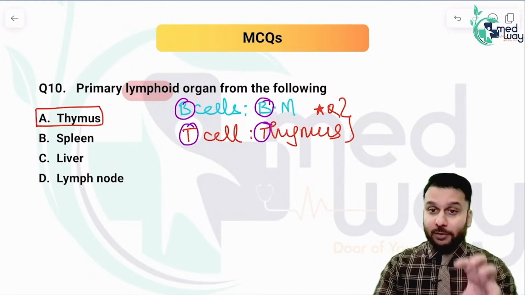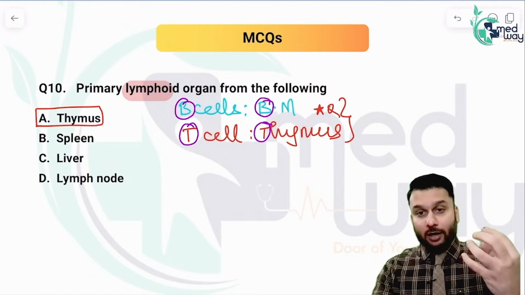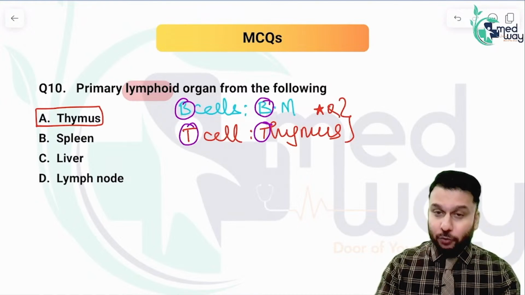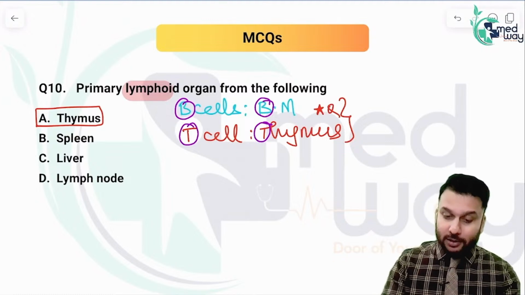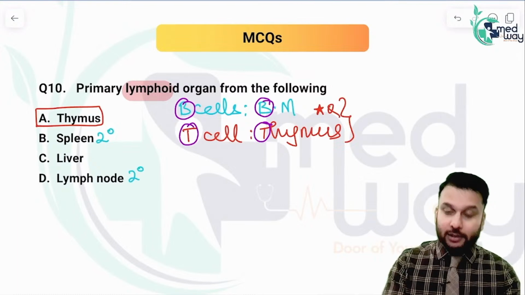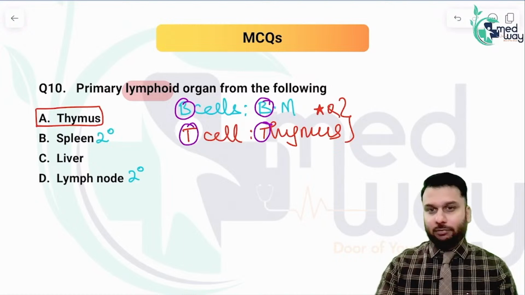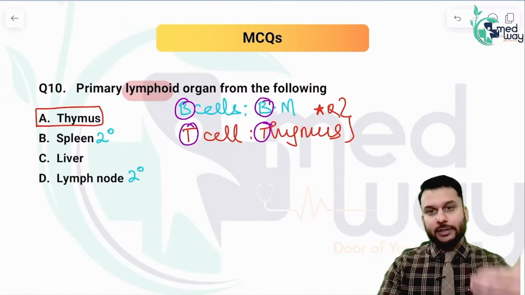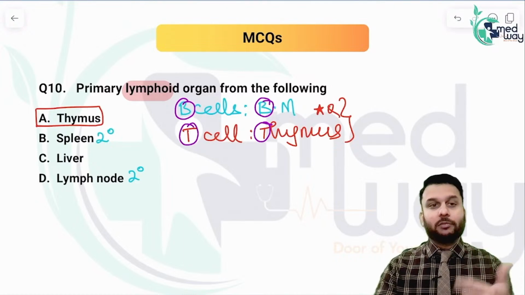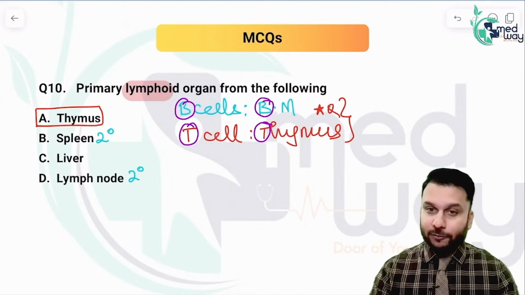And next, once they mature, they go and start working in some places to fight the antigens. Those places are called secondary lymphoid organs, and the secondary lymphoid organs are the spleen and the lymph nodes. Okay, the liver doesn't happen to be a lymphoid organ directly. So basically, primary is bone marrow and thymus, secondary is spleen and the lymph nodes.